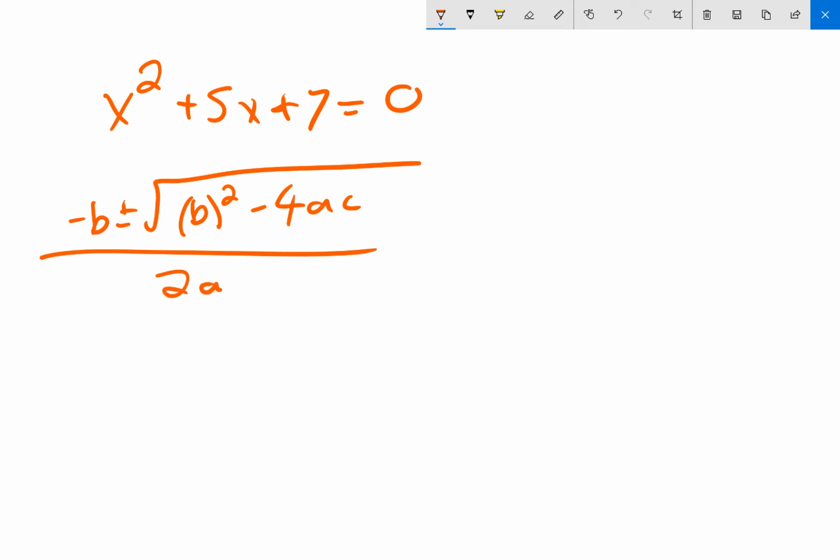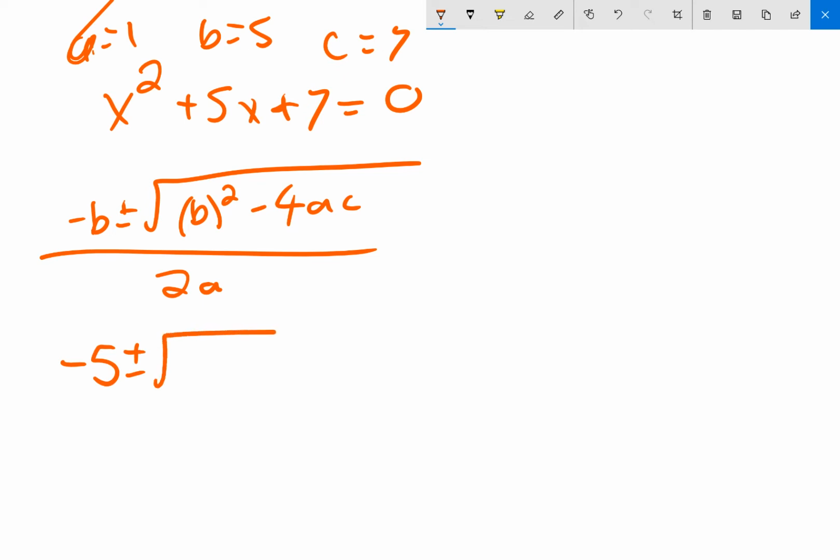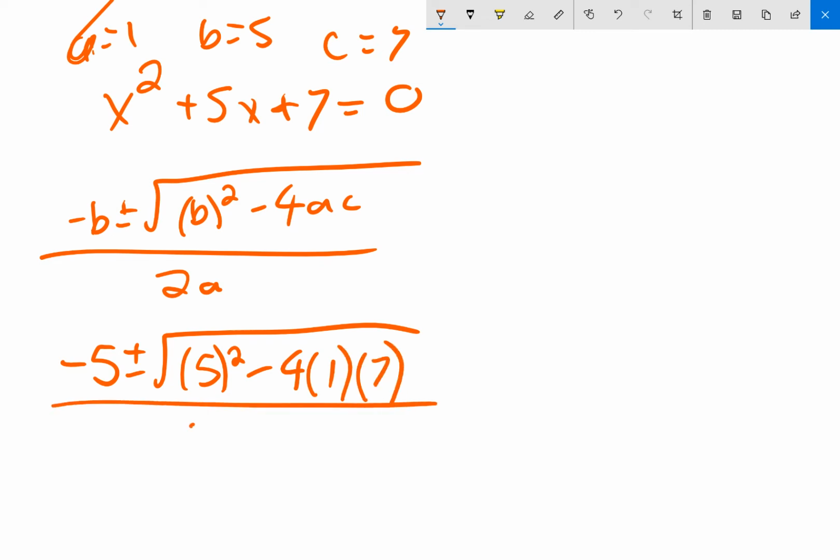So here a is 1. B is 5, and c is 7. So let's plug those in. So this would be negative 5 plus minus square root of b squared. B is 5, so 5 squared. Minus 4 times 1 times 7. That's your a and your c. Divided by 2 times 1, because 1 is a.